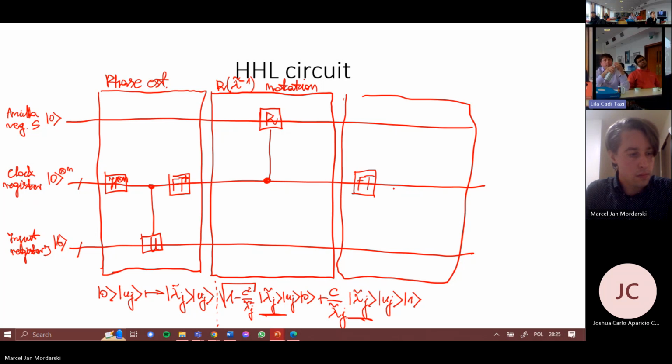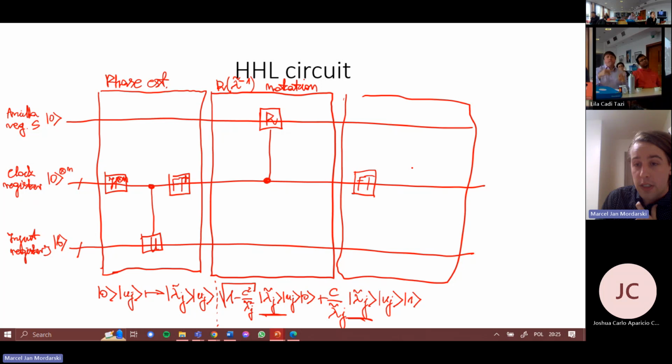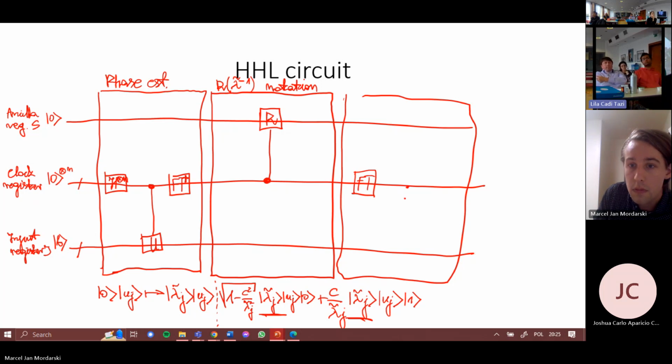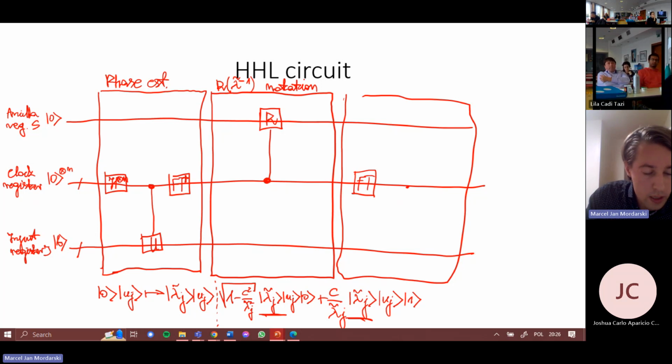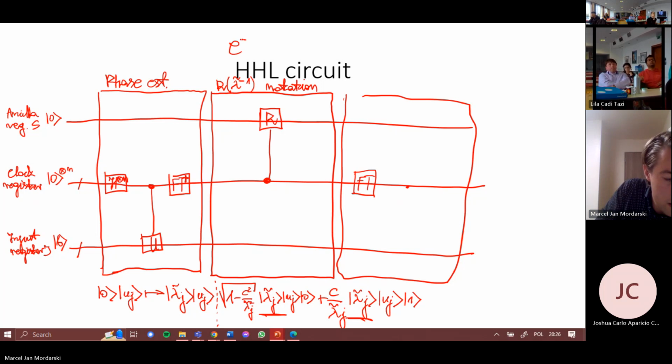Could I ask what C is? Is that just to be sure it's normalized? C is just a constant to normalize it. Okay. Where does the rotation value come from? Sorry, the controlled rotation? Yes, how do I know what to rotate it by? This is achieved by Pauli Y operators. So what we rotate here is really this. By how much we rotate is the following.